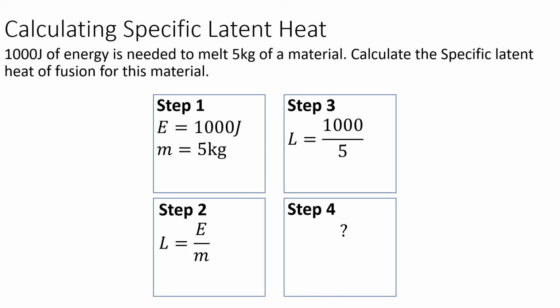Next, 1000 joules of energy is needed to melt 5 kilograms of the material. Calculate the specific latent heat of fusion for this material. So again, the first step is to write down what we know. The second step is to write down the equation. The third step is to plug those numbers in, so substitute the numbers. And step 4 is to write the answer with correct units. Copy this down and complete the missing step.